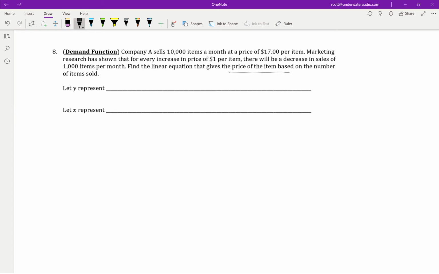Okay, so I've said before, I have a hard time figuring out what y and x are. So x is like input and y is output. So there's like a key word here. It gives the price, so that's the output. So I'm letting y represent the price of the item. And then if you keep reading right there, it's based on the number of items sold. So let x represent the number of items sold.